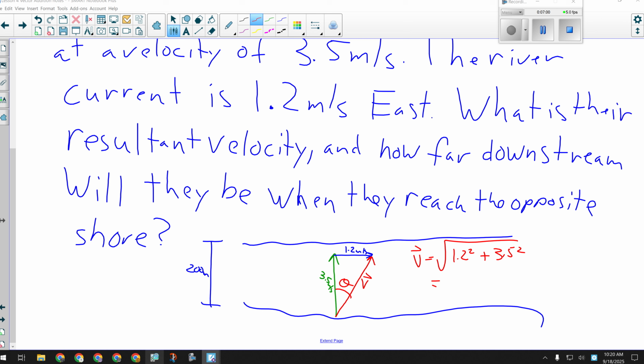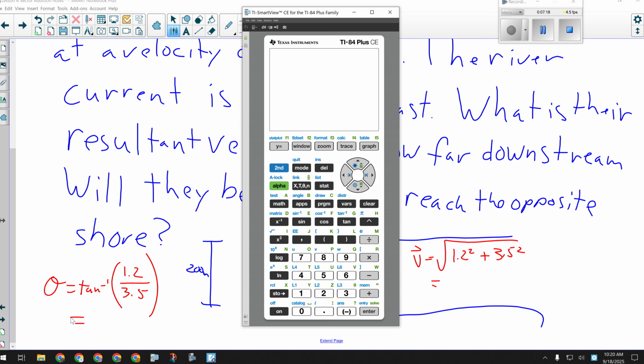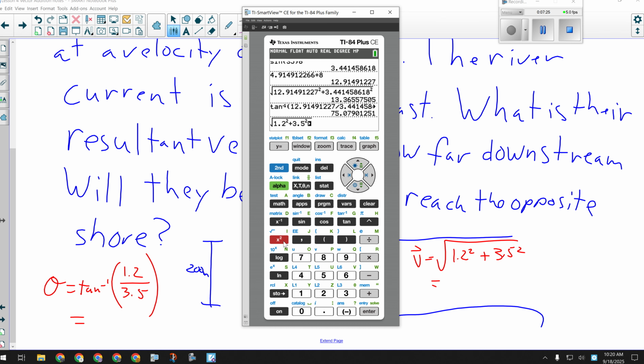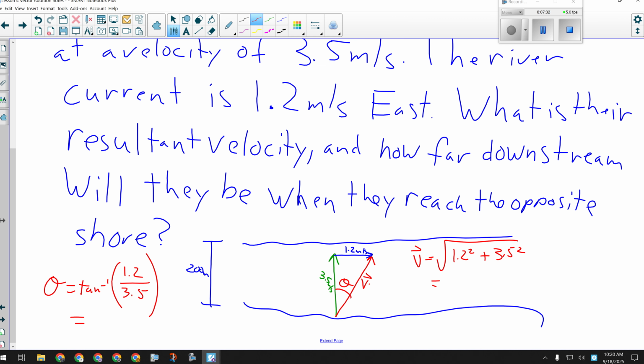Start the calculator. And if I want to find the vector direction, it's just a trig calculation, right? That theta would be tan to the -1 of 1.2 divided by 3.5, and that would give me the direction that I'd be going. So let's do the magnitude first: 1.2 squared plus 3.5 squared. All right, so the resultant velocity of the boat is going to be 3.7 meters per second. So that's this line.